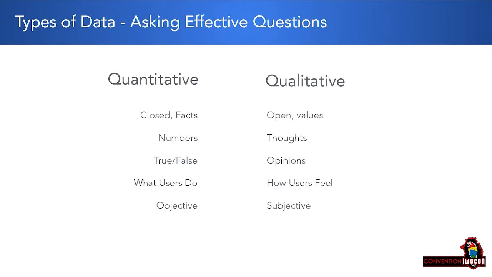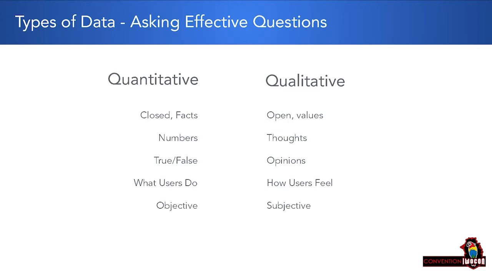Whereas qualitative is more open-ended. It's more about values, thoughts, opinions, and how users feel. And this type of feedback is often subjective. It differs from person to person. So it's different from getting the quantitative data. There's a number of ways we can gather the data. Are they qualitative or quantitative?